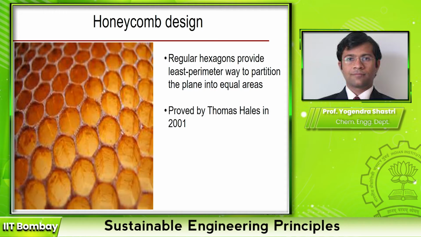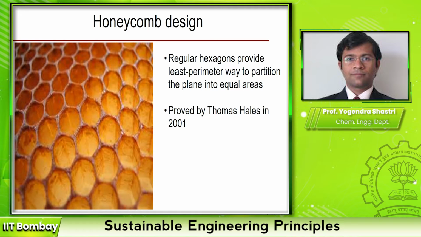The reason is that if you want to divide a particular area into different cells and you want to do that by having least perimeter, then the way to do that is to divide the area into regular hexagons. So what this means is, if I have this particular area and I want to divide this into a particular number of cells, and at the same time I want to minimize the perimeter of these boundaries, then hexagon is the best way of doing it, which will minimize the perimeter.